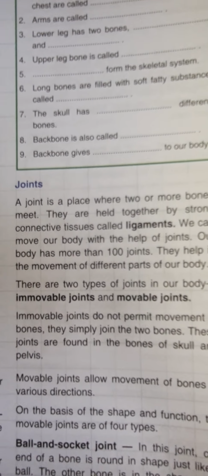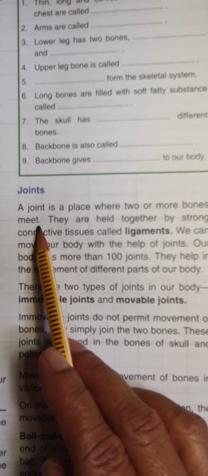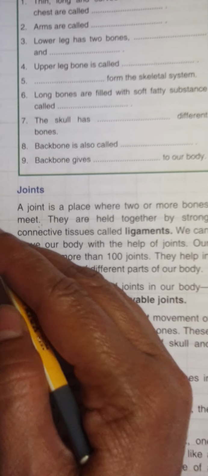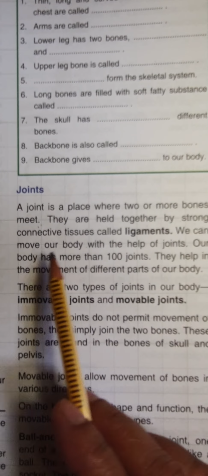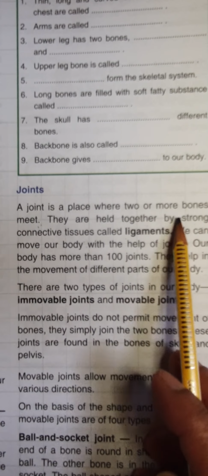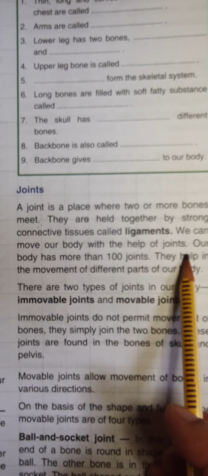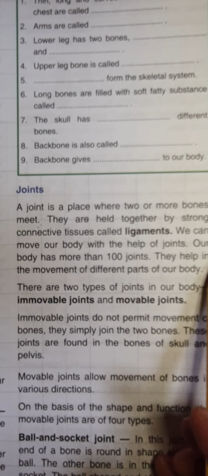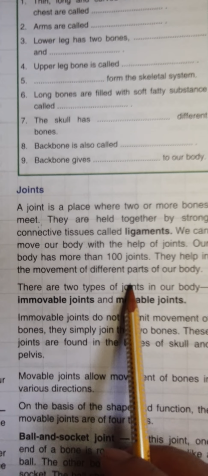Now then we have the joints. A joint is a place where two or more bones meet. They are held together by strong connective tissue called ligament. We can move our body with the help of joints. Our body has more than 100 joints. They help in the movement of different parts of our body.